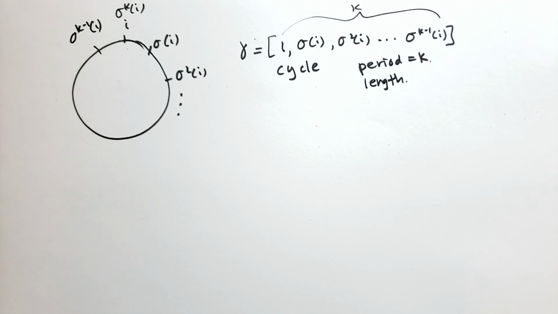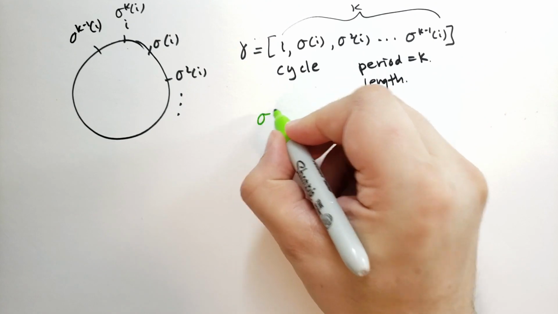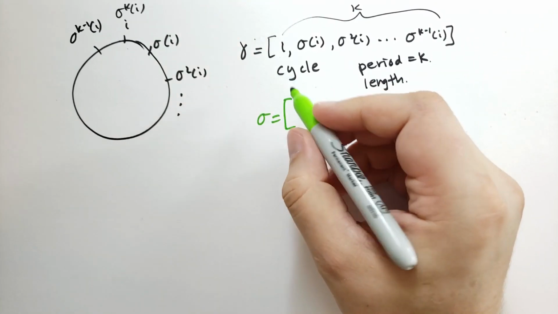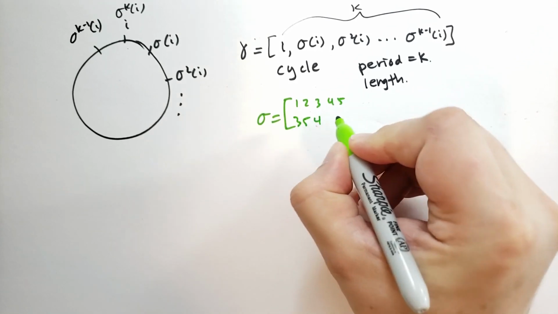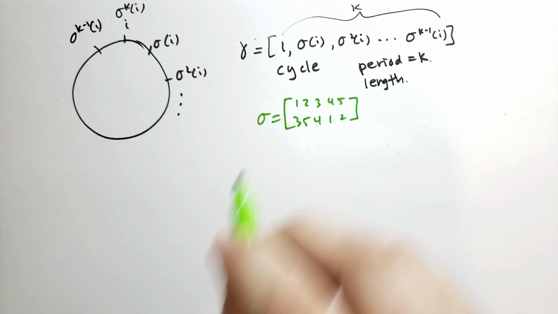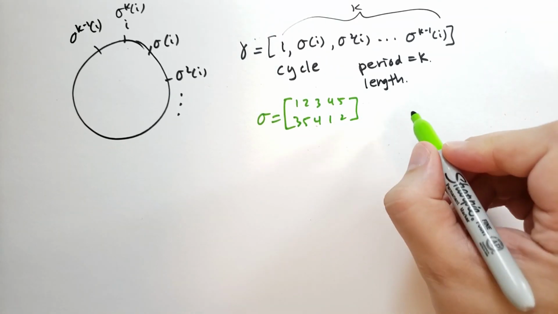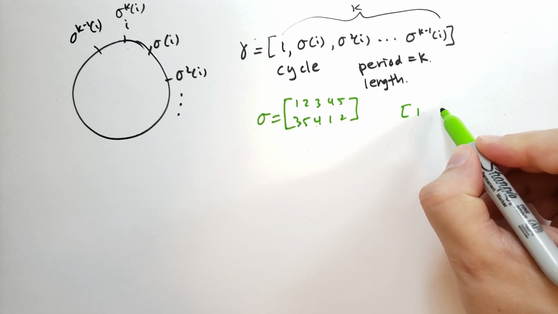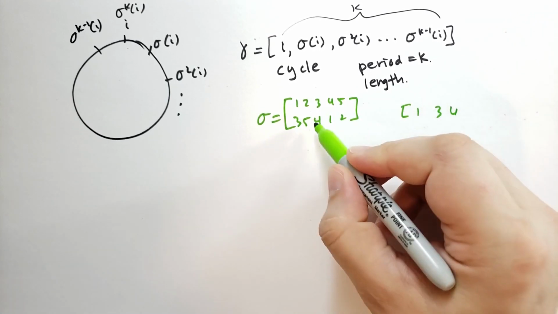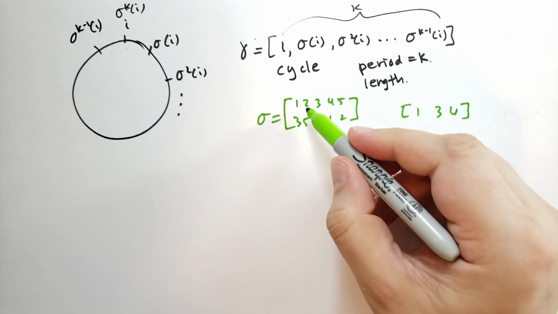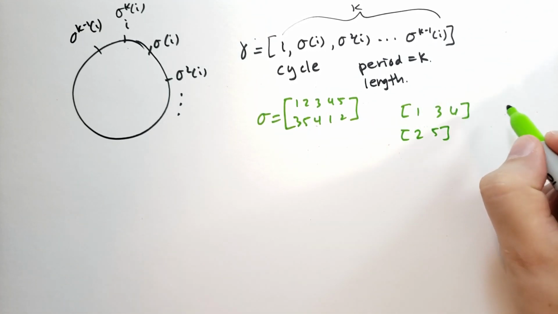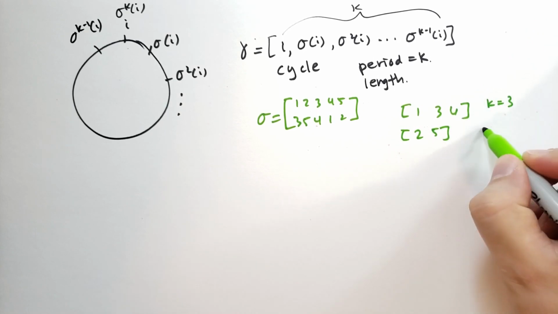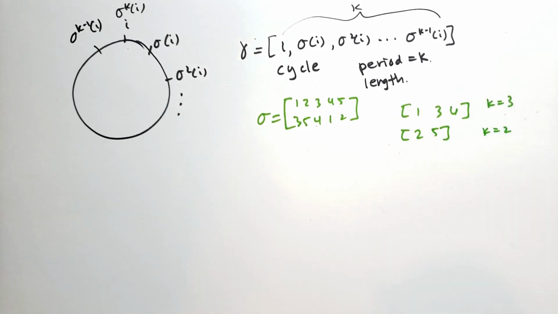As an example, let's look at some different permutations. Let's find the orbits and let's describe them. So we have sigma is equal to 1, 2, 3, 4, 5 on top, and 3, 5, 4, 1, 2 on the bottom. Okay, so let's look at one orbit. So we have one orbit that starts at 1, it goes to 3, 3 goes to 4, and 4 goes back to 1. So that's one orbit. There's another orbit, 2 goes to 5, and then 5 goes back to 2. So we have two orbits. This one has k equals 3. This one has k is equal to 2, and they're different.